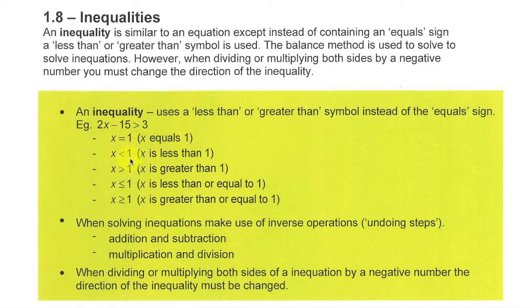X is less than 1. So the way I like to think about which way it should face as far as the inequality sign is concerned is that the larger end opens up to the larger number. So think of a crocodile. You know, a crocodile's greedy. It will go for the largest piece of meat it can have. So the crocodile opens its mouth up towards the 1 because the 1 is greater than the x. But the way that we read that is from left to right, so x is less than 1.